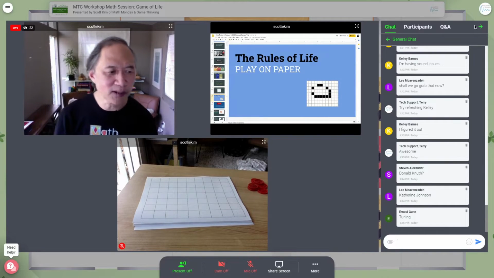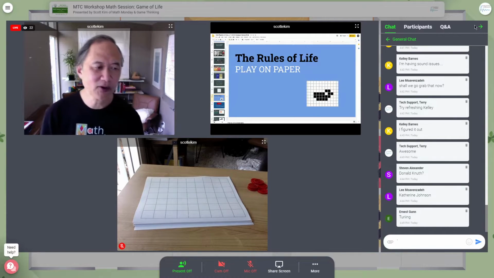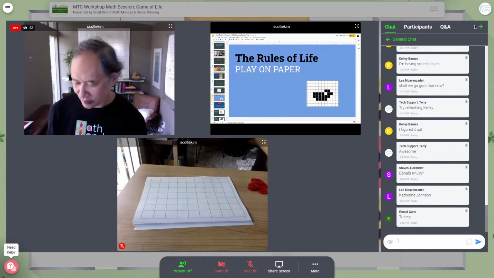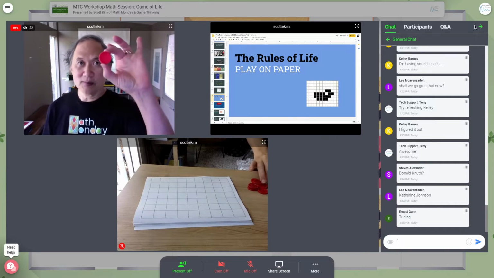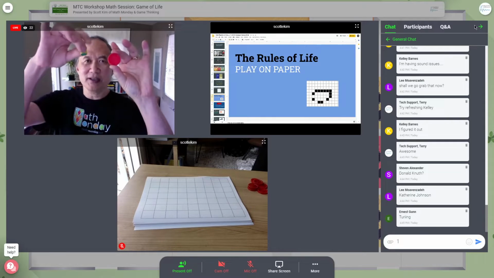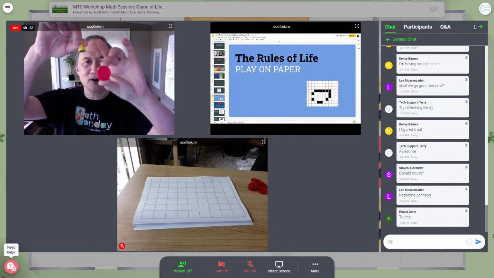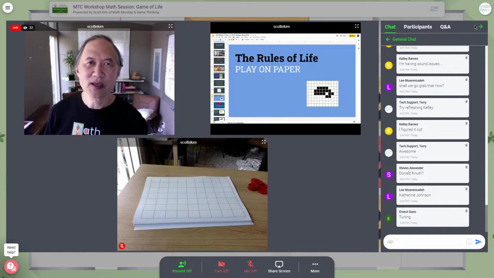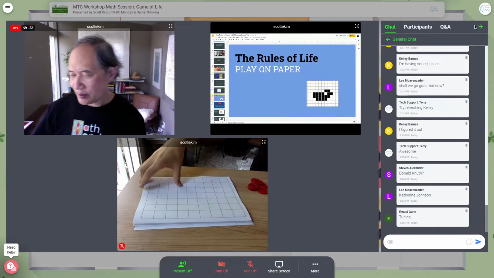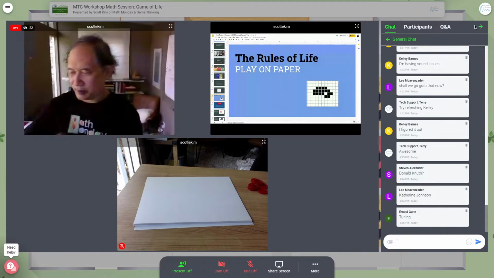I'm going to go over them on paper, and I'd like you to follow along with me. So if you haven't already, get some little objects, some checkers or coins. Get something to put on them, like pawns or beans. You'll need maybe 10 of them, and get some paper and pen. I've already drawn a grid.